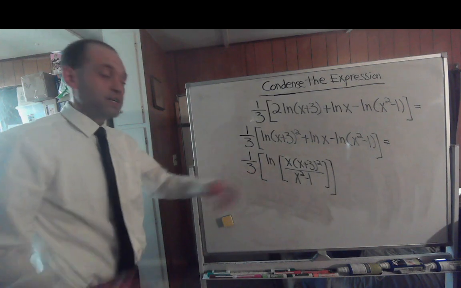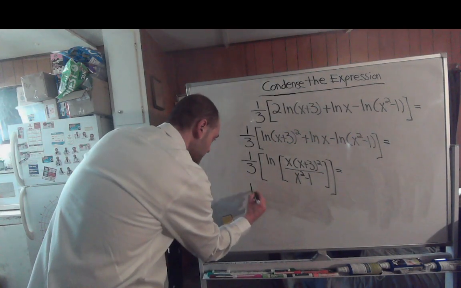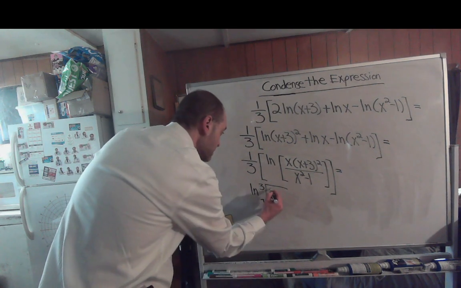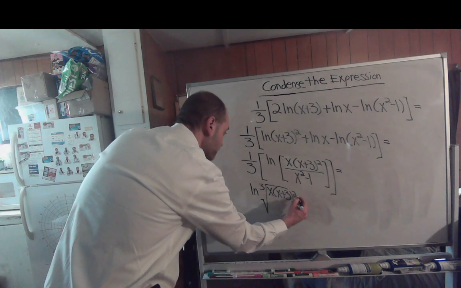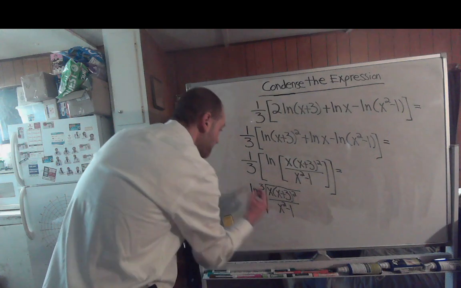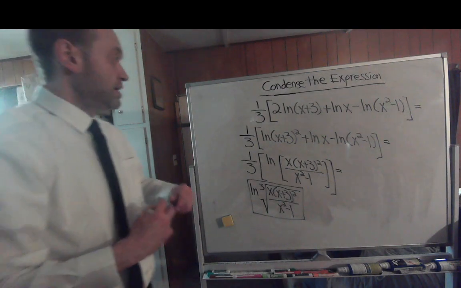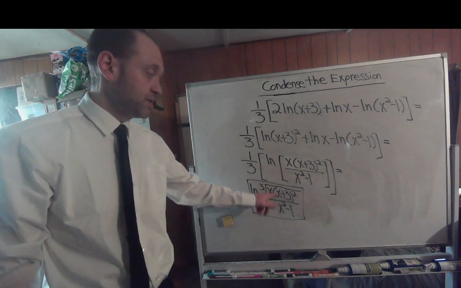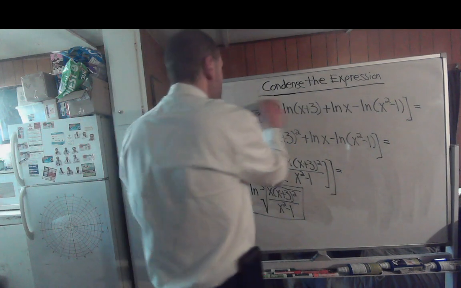And for the finishing touch, we just apply the power rule. All this to the 1/3 is the same as the natural log of the cube root of x times x plus 3 squared all over x squared minus 1. So that would be the end result of all this. The natural log of the cube root of x times x plus 3 squared all over x squared minus 1. We got just one more, then we're done for the day.